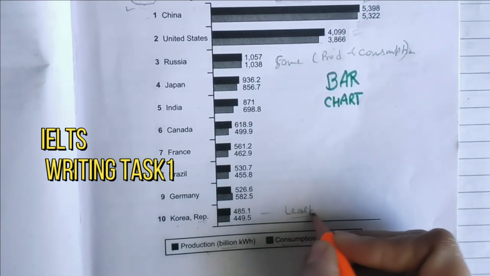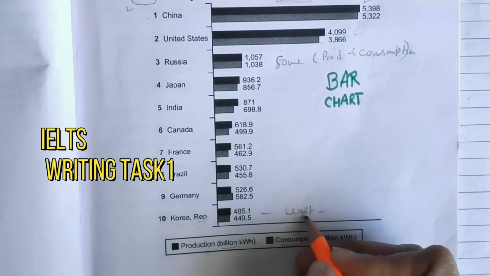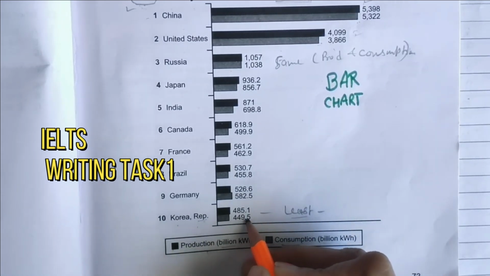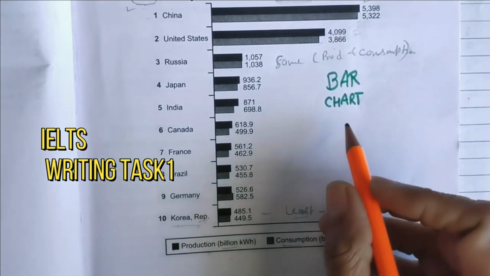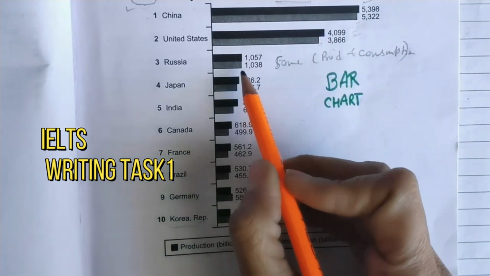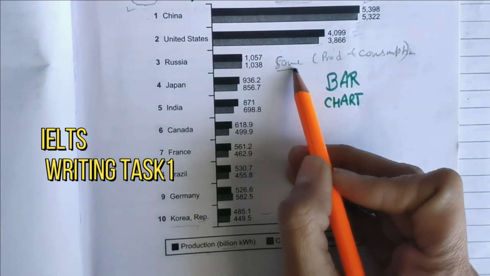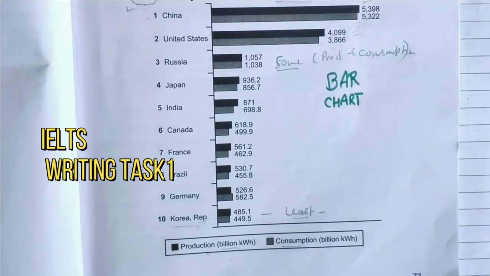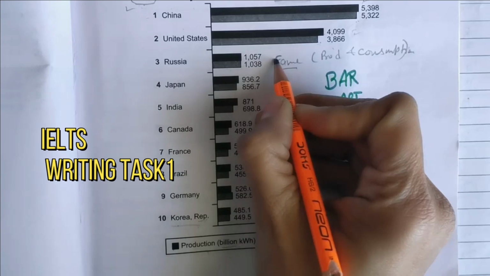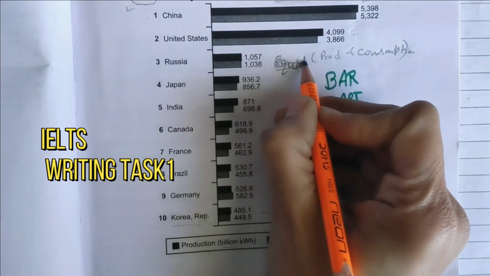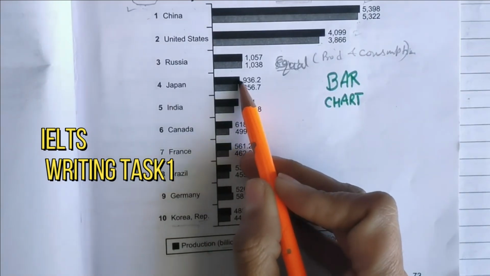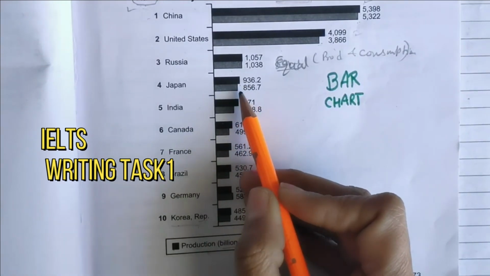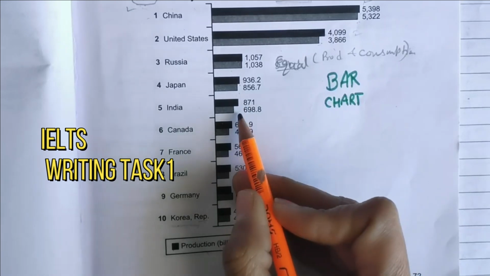Least production, least consumption. This is the country which comes at the end. So first number: here it is equal production, so I will change the word here. You can say equal production, equal consumption. And what is this? Again production and consumption, more production, here there is a gap.